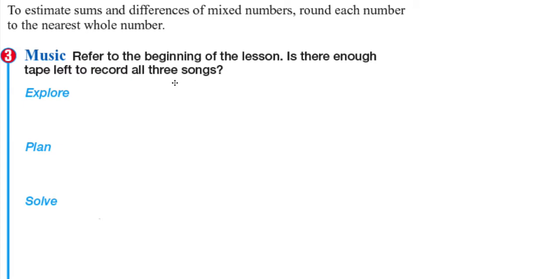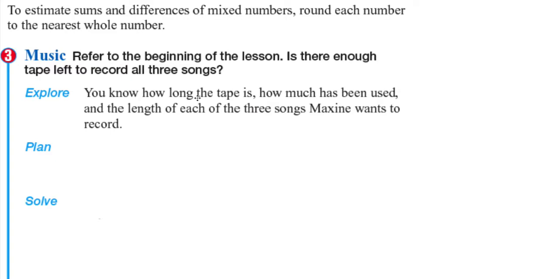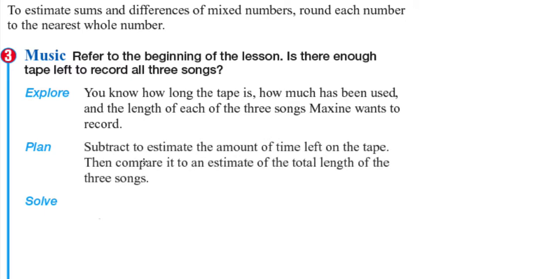Okay, let's refer to the beginning of the lesson. Okay, going back to the old CD cassette. Really? Okay. Well, for math's sake, let's do the problem. Okay, so we know how long the tape is, how much has been used, and the length of each of the 3 songs Maxine wants to record. So what we want to do is subtract to estimate the amount of time left on the tape, then compare it to an estimate of the total length of the 3 songs. Okay, and let's do that right now.